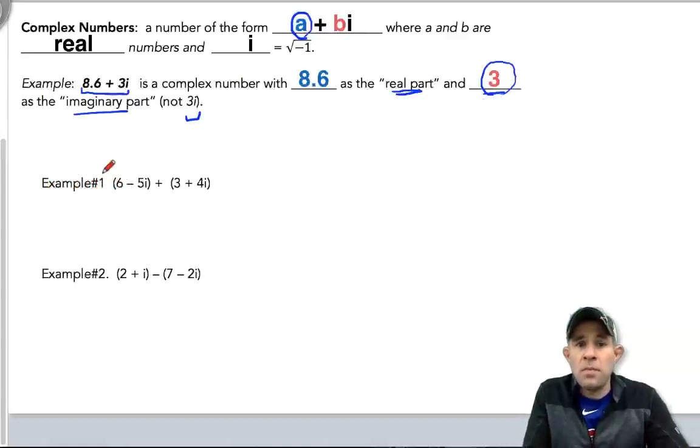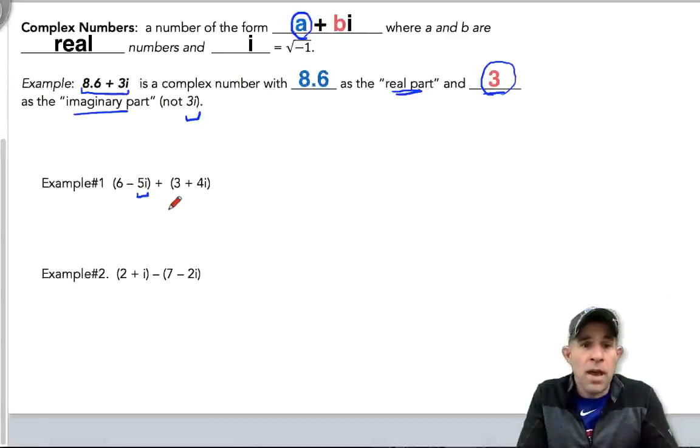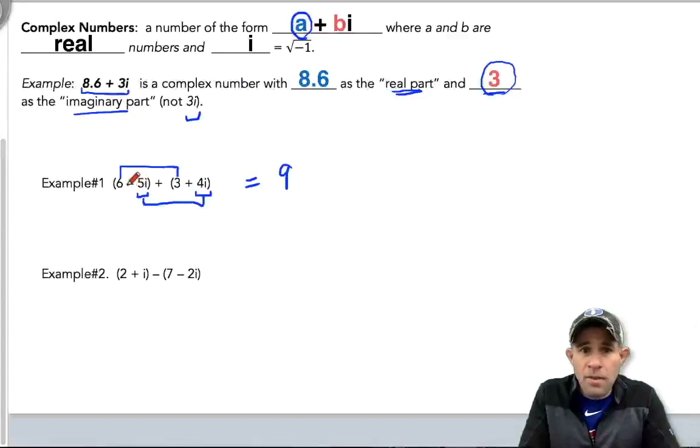So let's take a look at a few examples, and what we're doing here is we're simply adding and subtracting complex numbers. Now, the way you can think about this is think of that imaginary part like a variable x. We would add and subtract like terms. So we're going to add and subtract our real parts, and we're going to add and subtract our imaginary parts. So I see I have a positive 6 plus 3. That results in a real part of 9. And I have a negative 5i plus a positive 4i. When I combine a negative 5i and a positive 4i, I'm going to end up with a negative 1i. So adding these two complex numbers results in 9 minus i.